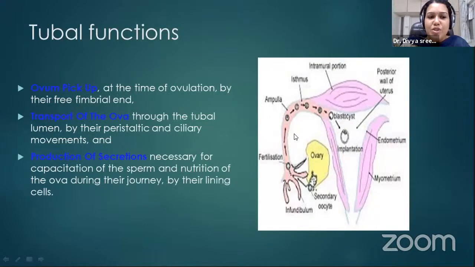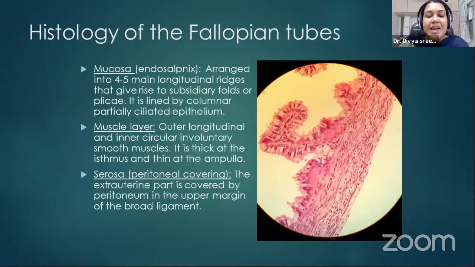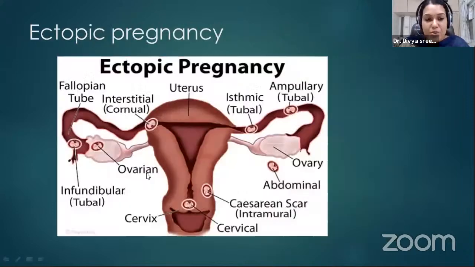So the main function of the tube is ovum pickup and transport of the fertilized ovum to the uterus. It also has some secretions, and cilia are there, which support the flow. Moving to the histology, it contains the mucosal layer, the muscular layer, and the serous layer. And the clinical aspect is ectopic pregnancy.